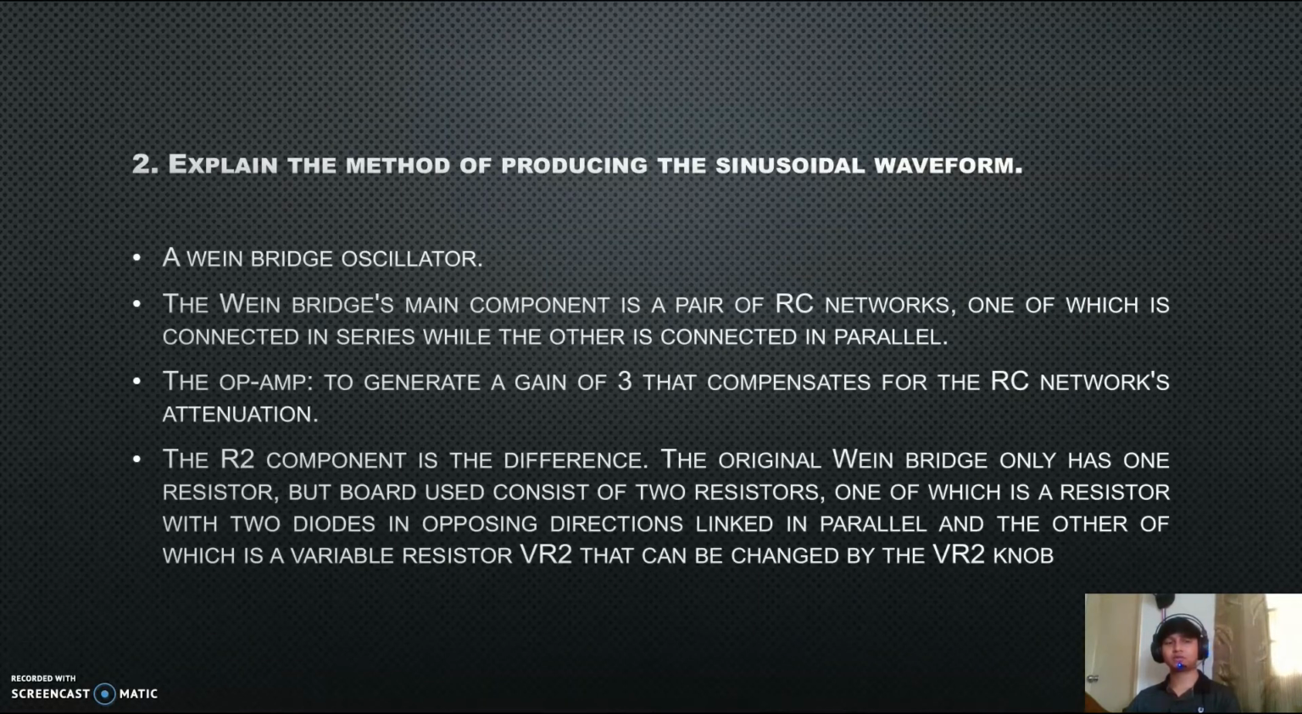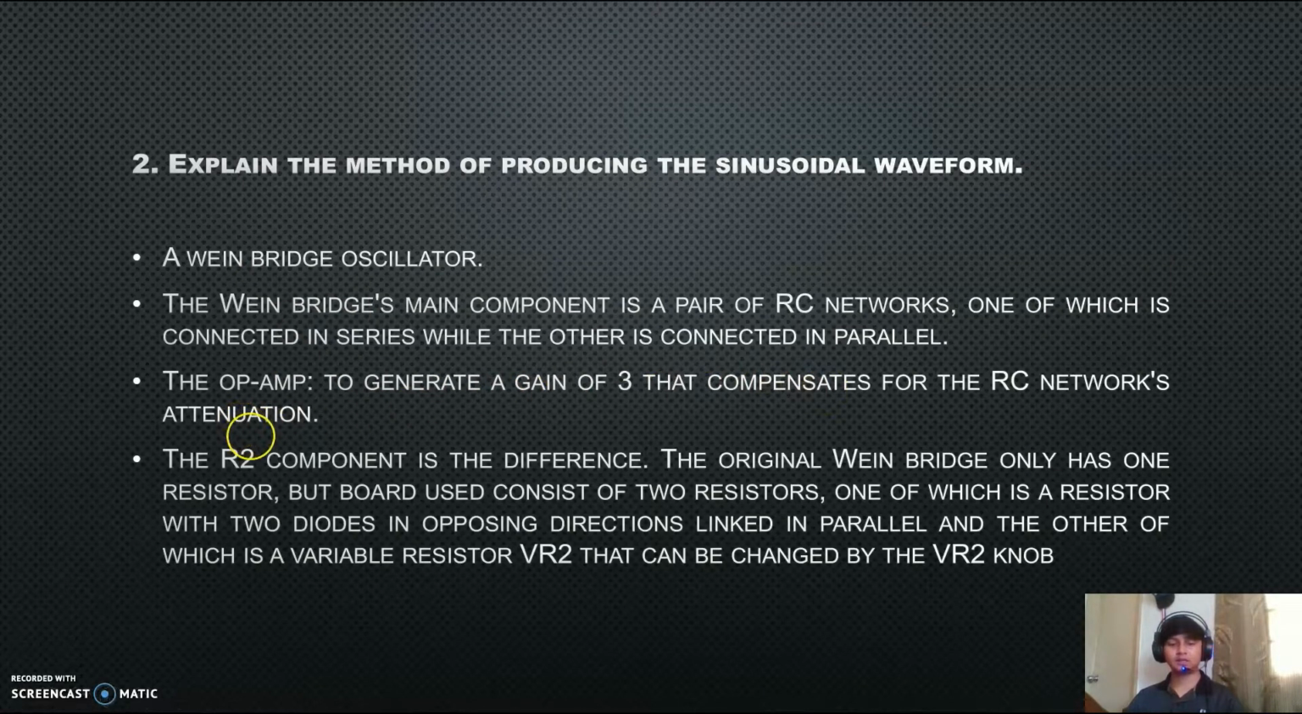The next question is, explain the method of producing the sinusoidal waveform. To produce the sinusoidal waveform, we use a Wien bridge oscillator, which is one of the ways to create a sinusoidal waveform using a DC source. The Wien bridge's main component is a pair of RC networks, one connected in series while the other is connected in parallel. An op-amp is utilized to generate a gain of 3 that compensates for the RC network's attenuation.